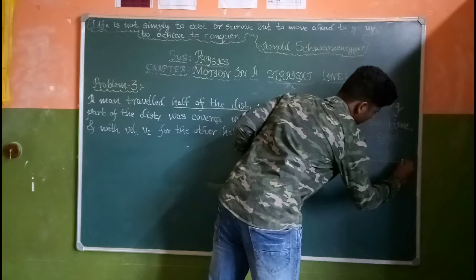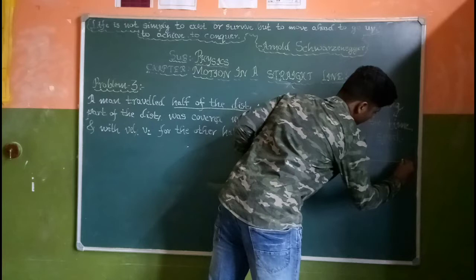So they have given half of the time with velocity v1 and the remaining half of the time with velocity v2. Consider this to be t by 2 and t by 2, and these have S1 and S2. Okay, so the solution. Average speed is equal to S1 plus S2 by T1 plus T2. Here S1 and S2 are the same, that is S. So that is S plus S, that is 2S by T1 plus T2.